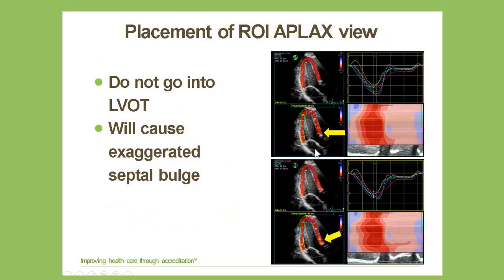Okay, another view that it can affect is your apical long axis, because we don't really have that mitral annulus as a point of placement here. So be real careful not to go down into the left ventricular outflow tract. This one that I'm pointing to here is placed correctly, but if you look at the one below, it's gone down into the left ventricular outflow tract, and it will sometimes cause a little exaggeration of a bulge in that area. So this is another thing that you would want to spot check and make sure that you push it up out of the left ventricular outflow tract.